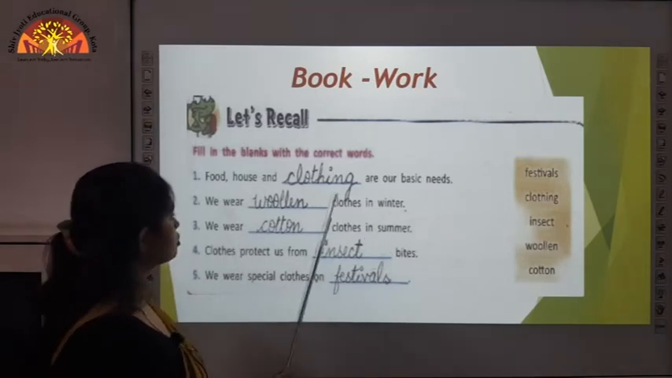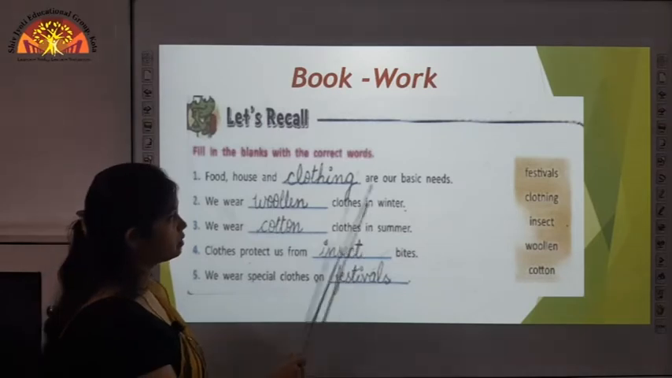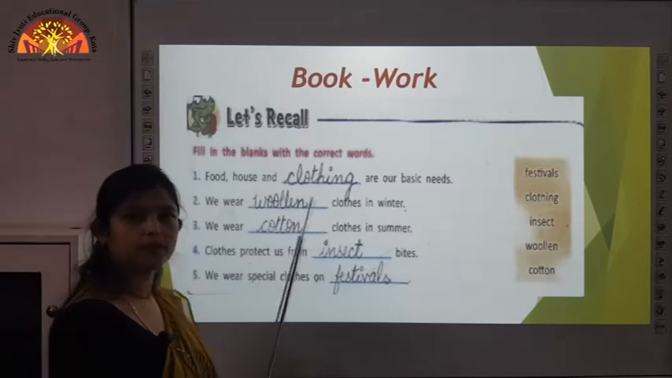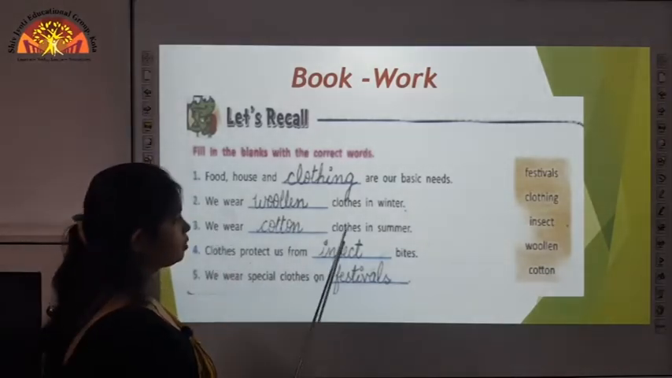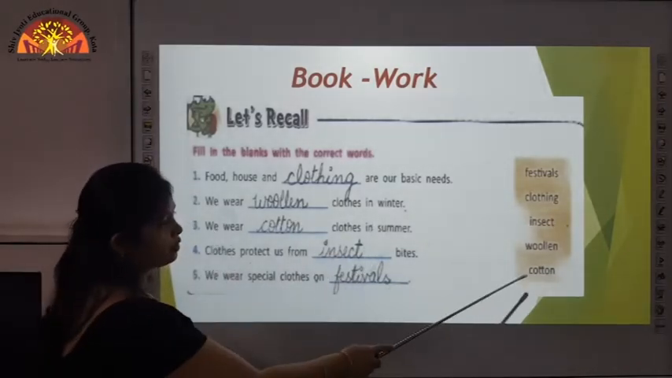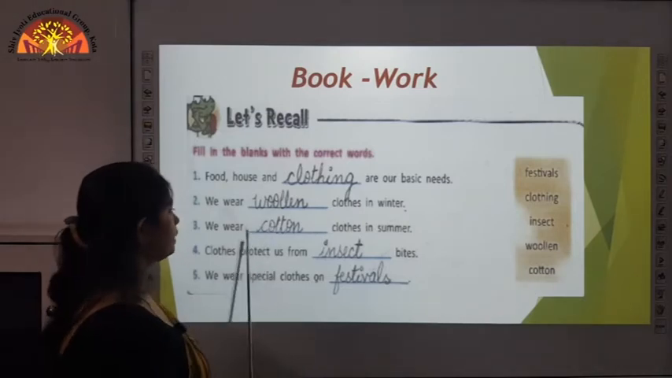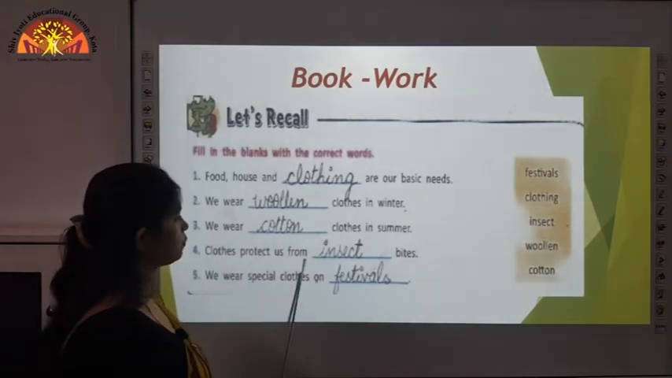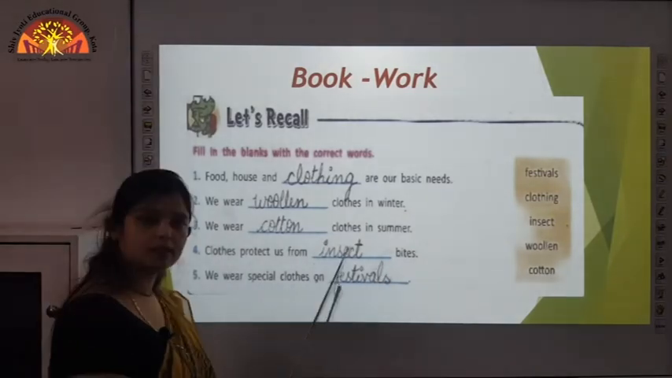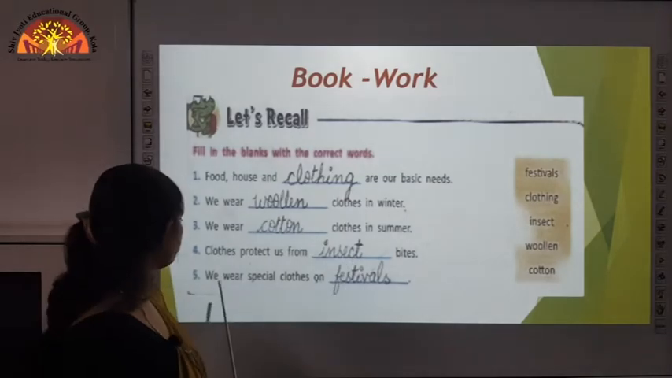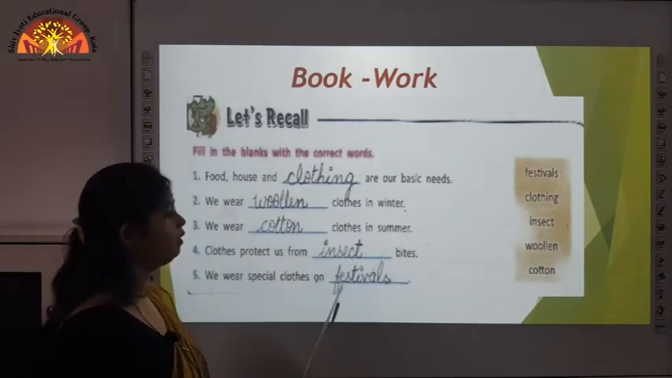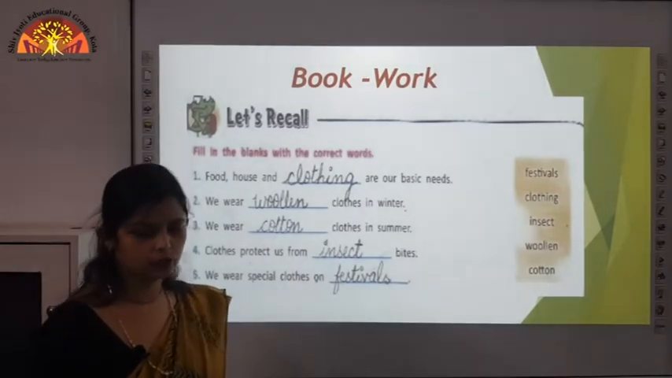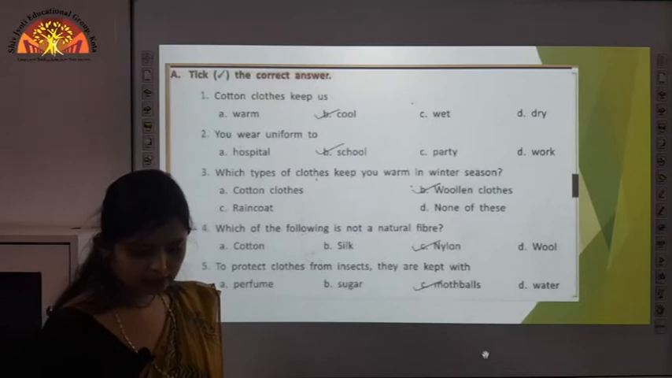We wear dash clothes in winter. So in winter season, we prefer to wear dark colored woolen clothes, because they keep us warm. We wear dash clothes in summer. Here, we prefer to wear cotton clothes in summer, because cotton clothes keep us cool. Clothes protect us from dash bites, so they protect us from insect bites. We wear special clothes on festivals and parties. Now we move to next exercise.